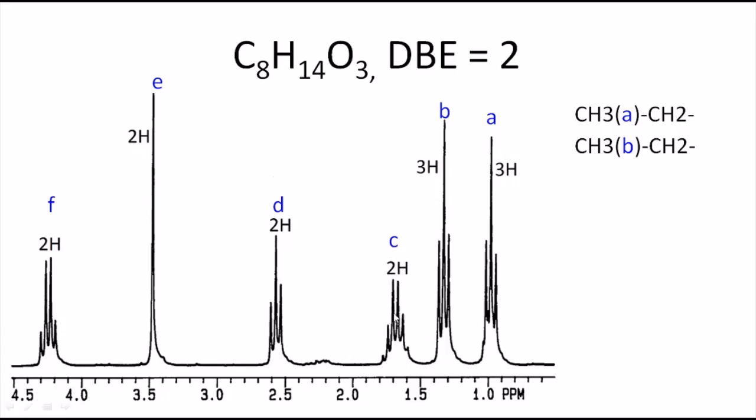This signal is 2, 4, 6. It is a sextet. It is a sextet. You can see 1, 2, 3, 4, 5, 6. The signal splits into 6, and therefore if it splits into 6, there must be 5 hydrogens. What I can say is this CH2 is C.